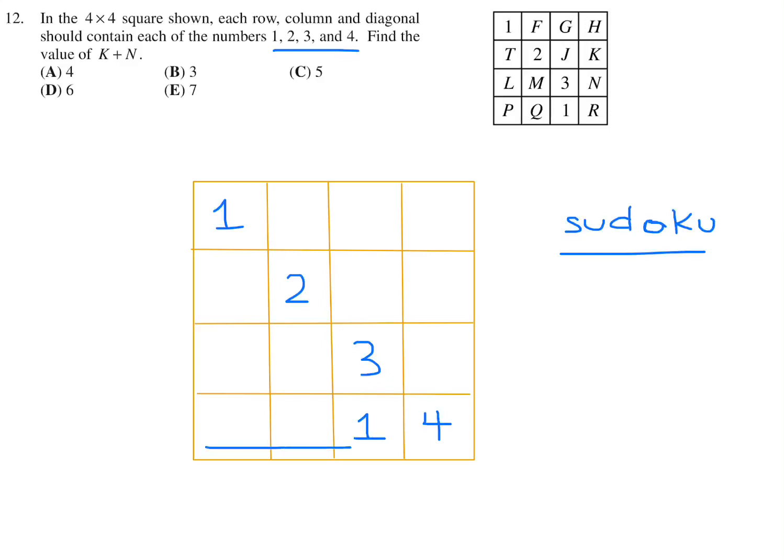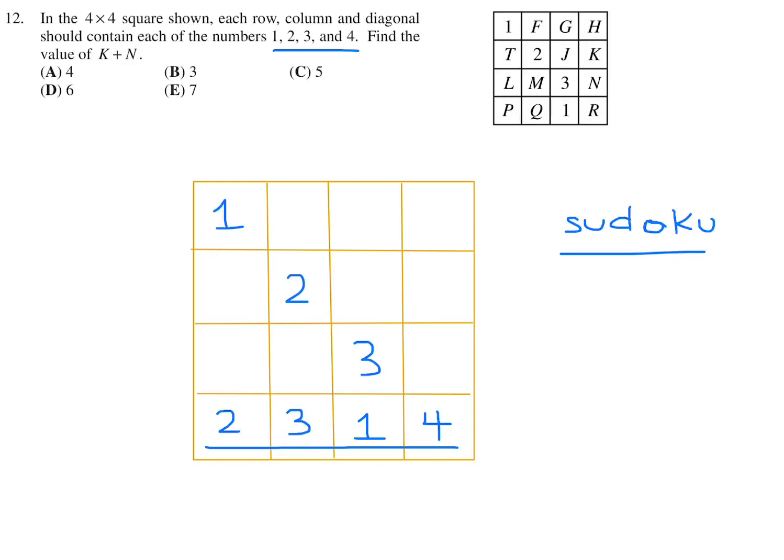Well, let's look at this row here. We only have 2 and 3 missing, but I can't put a 2 in here because there's already a 2 there. So that means the 2 has to go there, and therefore the 3 goes there. All right, so far so good.